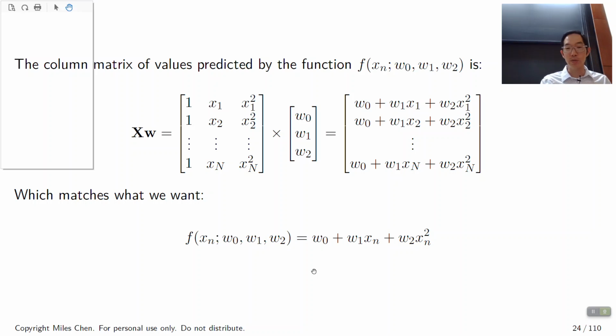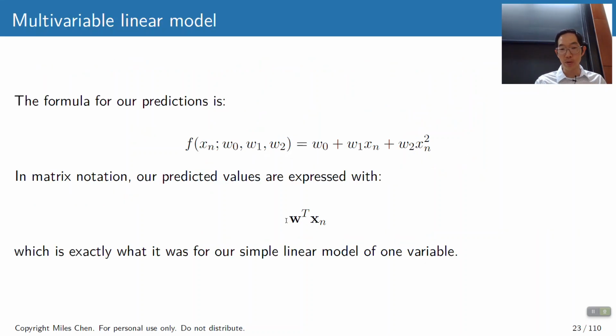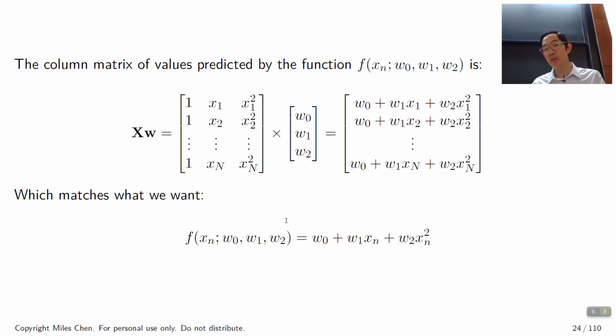So if we look at what our predicted values look like, our predicted values is the matrix X, which is now expanded with three columns, times our vector W, which now has three values. But really our predicted values are still just X times W.